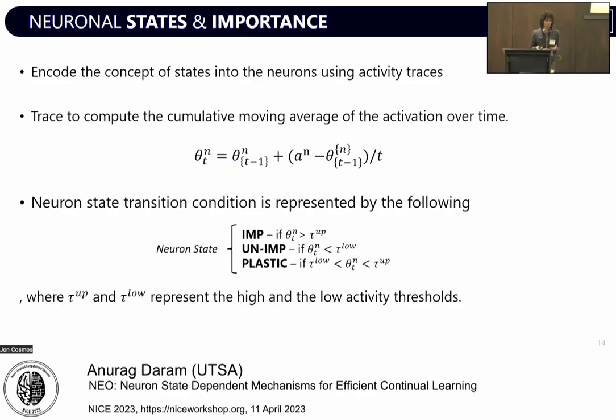So how am I giving a state to a neuron? The first part is that I use the concept of activity traces to decide which state a neuron will lie in. I use a cumulative moving average for computing the activity trace, keeping track of the activity of a particular neuron. Then, during a state update interval, the transition condition depends on two thresholds, an upper threshold and a lower threshold. If the activity trace is greater than the upper threshold, the neuron will be in the important state. If it's lower than the lower threshold, it will be in the unimportant state. If it's somewhere in between, it will be in the plastic state.